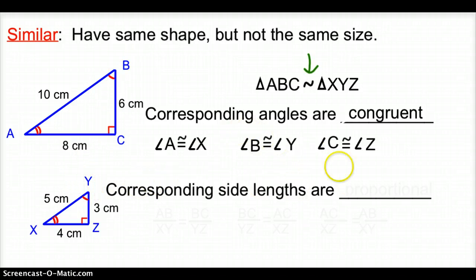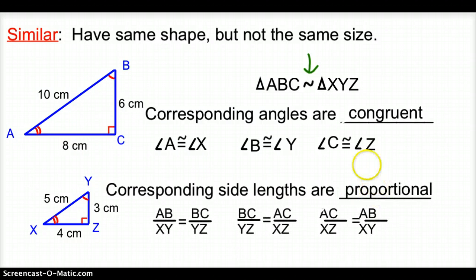Now, corresponding lengths are proportional. So AB over XY, so we put the same side of the big triangle over the same side of the small triangle, equals BC over YZ. So let's check that out real quick.